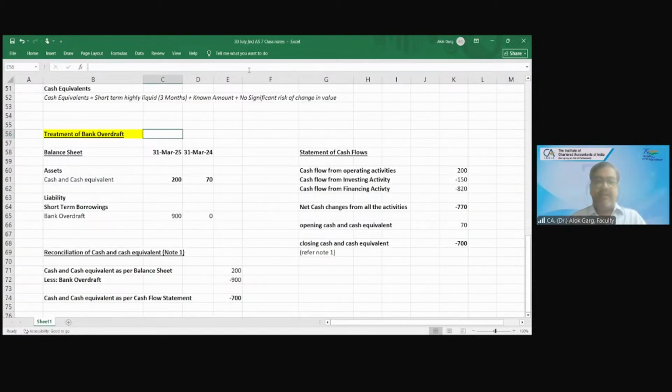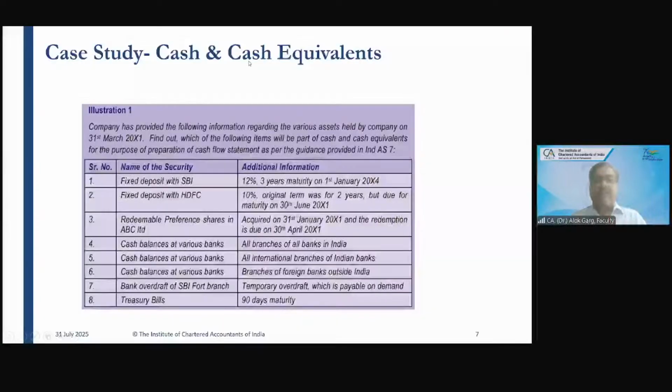Now again, we'll go back to cash and cash equivalent and let's discuss illustration number 1 from ICAI study material. Tell me what is the answer. The company has provided the following information regarding the various assets held by the company on 31st March. Find out which of the following items will be part of cash and cash equivalent for the purpose of preparation of cash flow statement as per guidance provided in Ind AS 7.